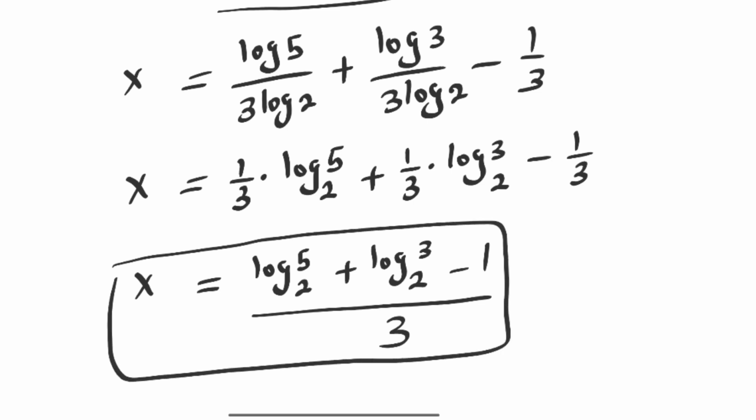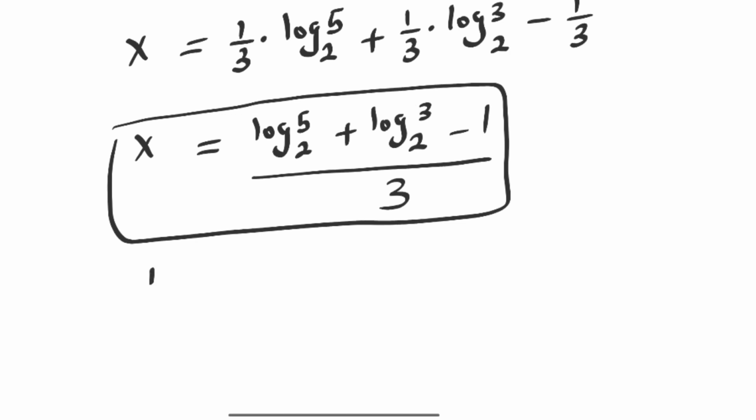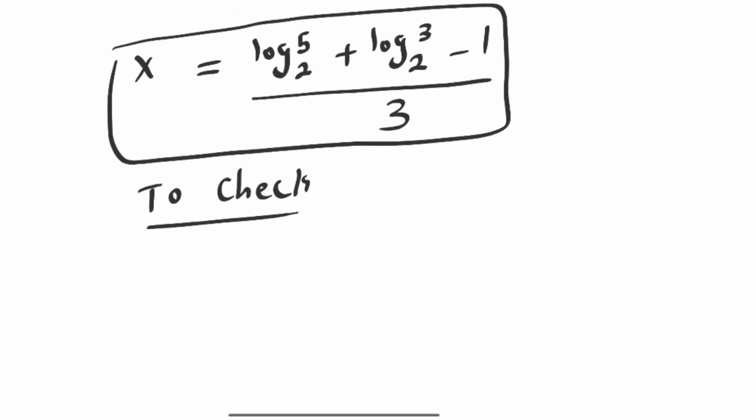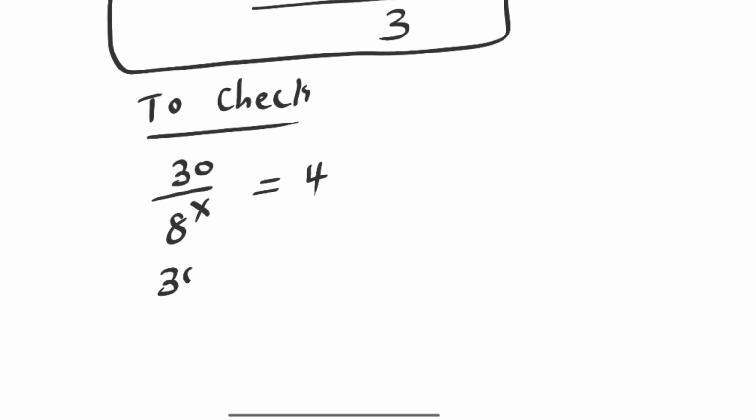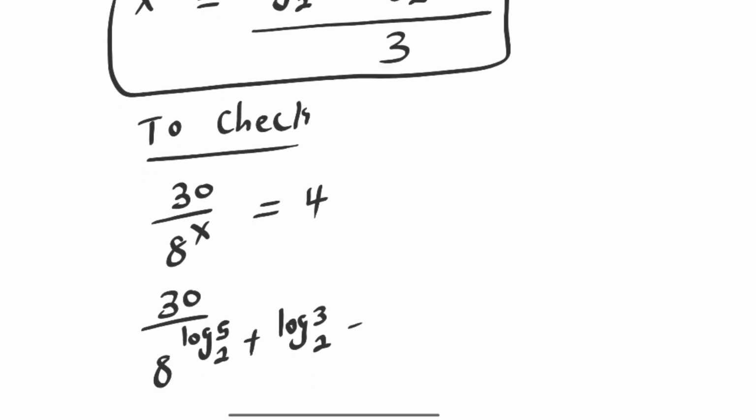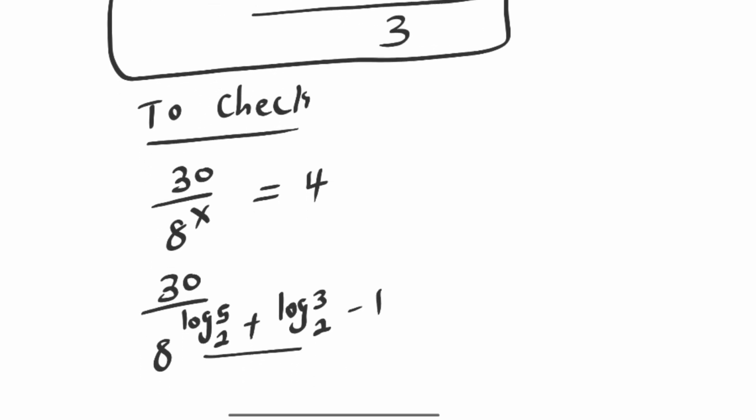We may check to confirm if this answer is right or wrong. Let's check. To check, we have the given equation 30 over 8 raised to power x is equal to 4. And this is 30 over 8 raised to power log 5 base 2 plus log 3 base 2 minus 1, and all over 3, must be equal to 4.